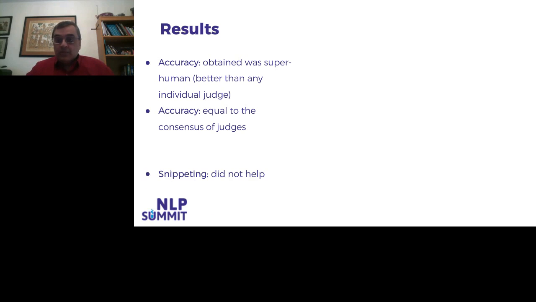Snippeting did not help, which is interesting. If you recall, snippeting was the process of breaking up the big document into 128 word pieces. We ended up learning that just taking the first 128 words was as good as snippeting. So what that tells us is, at least for this particular application, just using the first 128 words tells you all that you need to know for leadership, at this level of accuracy.